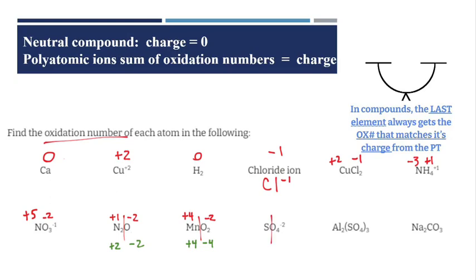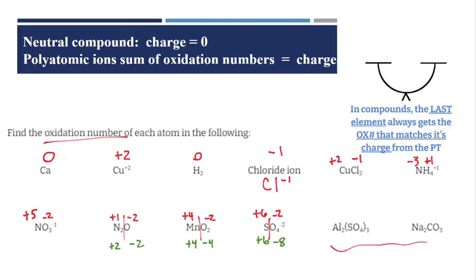So SO4 2-. We're still going to give that last element, that oxygen, whatever it wants, so it gets a -2 oxidation number. There's 4 of them, so that means we have a total of -8 oxidation number here. And in order to add up to -2, the sulfur is going to have to be a +6. And there is just one sulfur, so that +6 is the oxidation number of that sulfur.